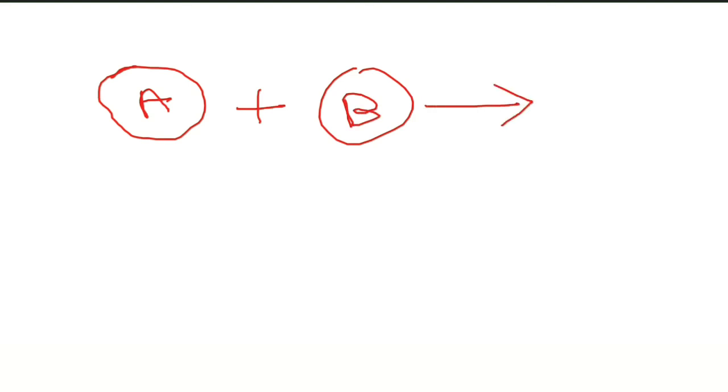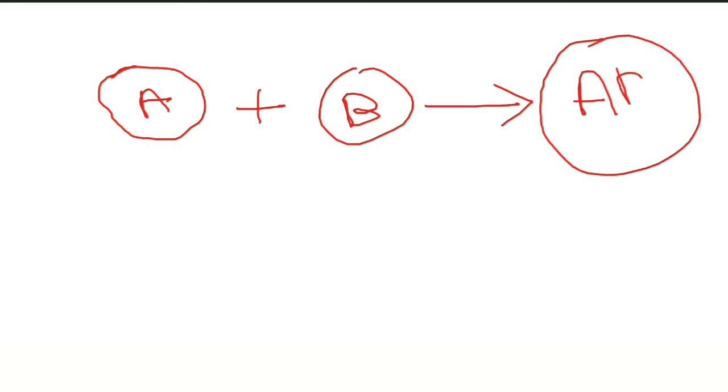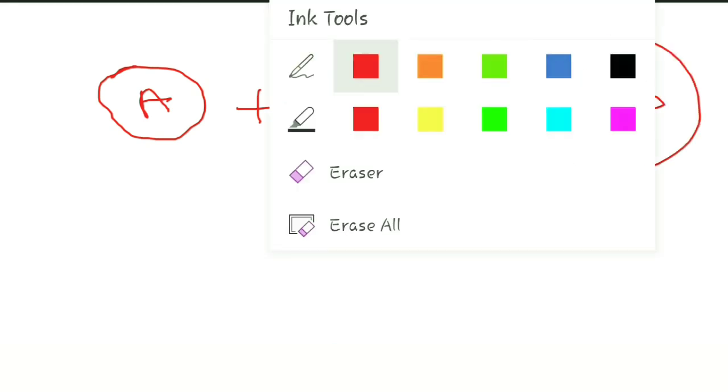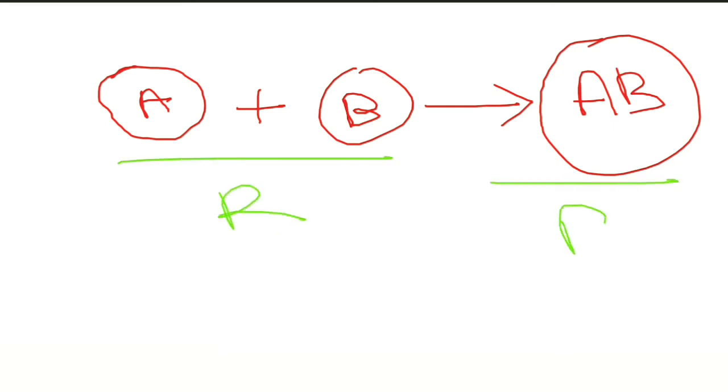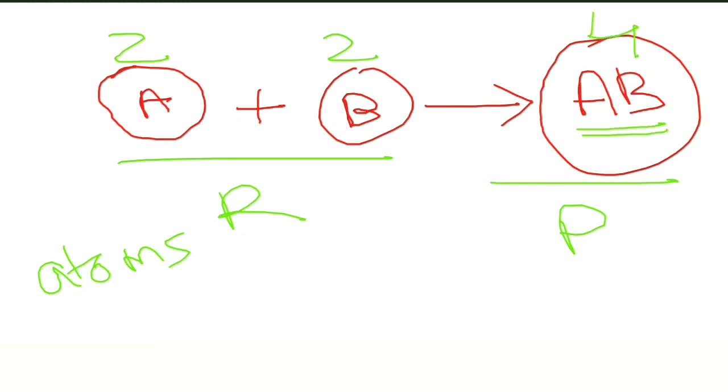Suppose there are two elements A and B, and after they react we receive AB as product. Left side is reactant and right side is product. Also the number of atoms will remain the same on both sides. If A has 2 atoms and B has 2 atoms, then the total atoms will be atoms of A2 plus atoms of B2, equal to 4.